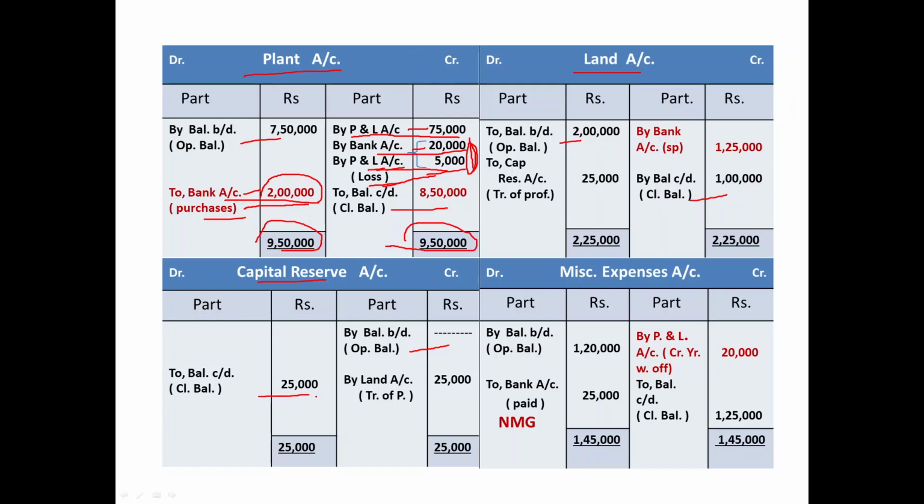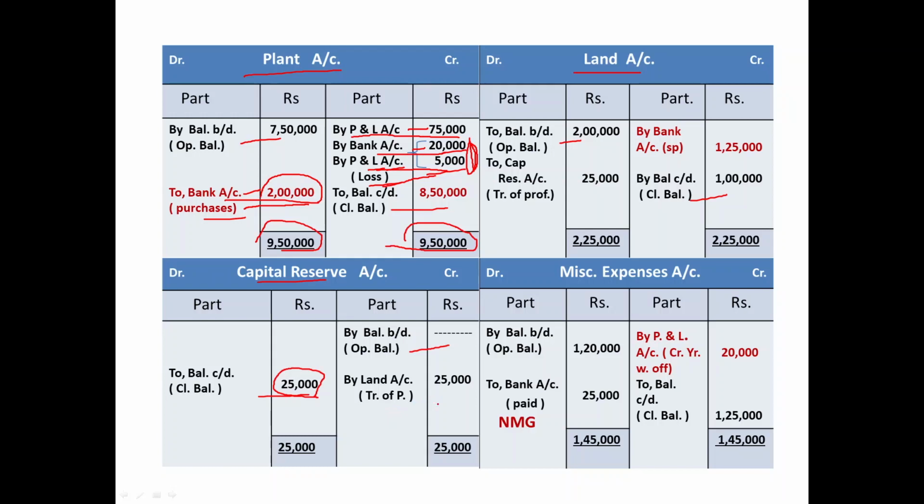Now the instruction has been given that the profit on sale of land was credited to capital reserve account. There are no other transactions given for the capital reserve account. So this closing balance of 25,000, where would it have come from? It must be the transfer of profit from land account, the profit which was transferred to capital reserve account.